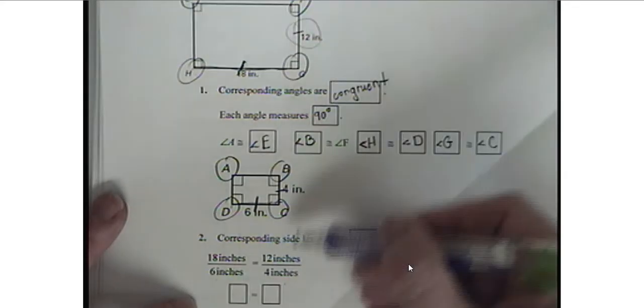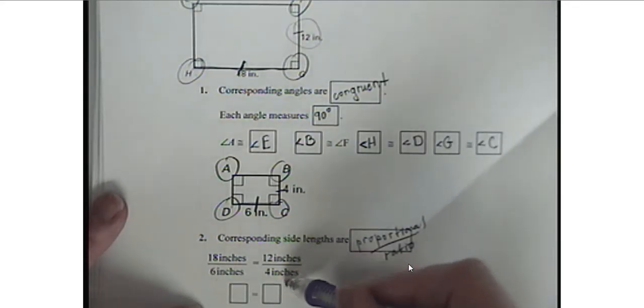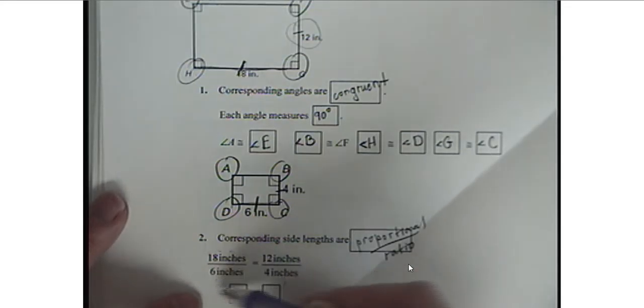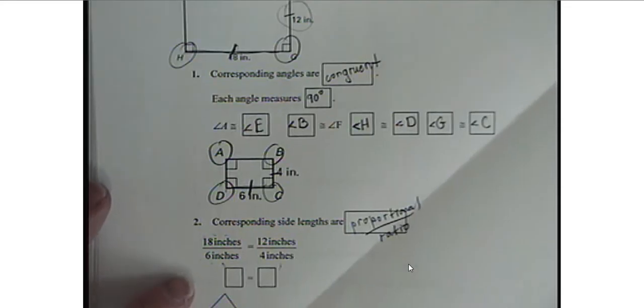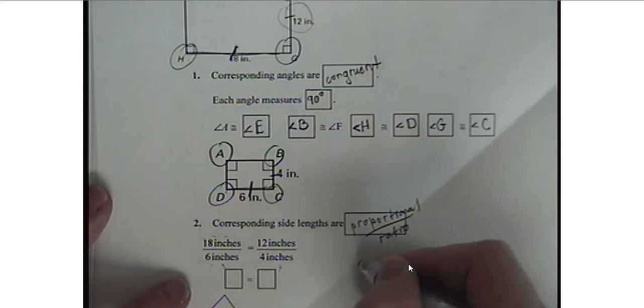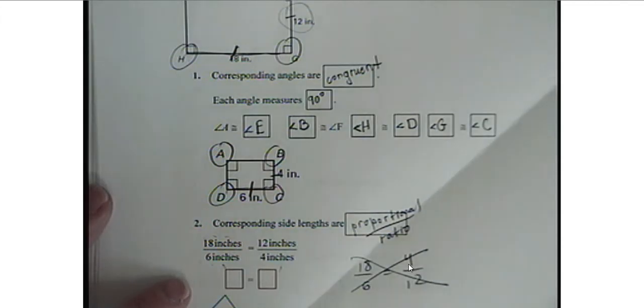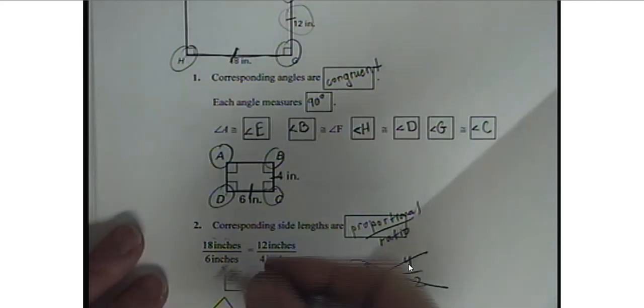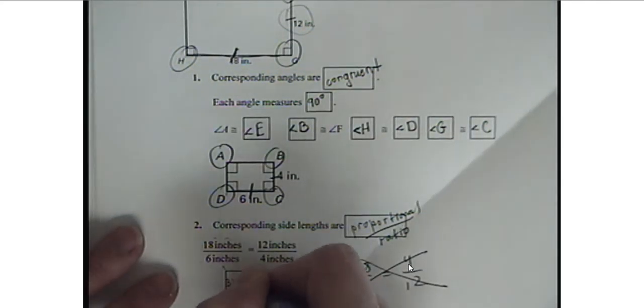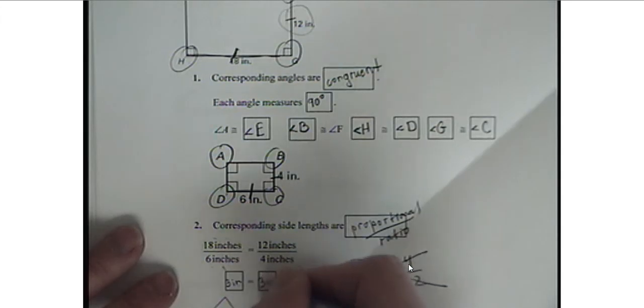And remember, if you start with this number first with the larger, you put the smaller on the bottom. If you have larger on the top as well on the other side, then smaller on the bottom. You can't mix up those. So don't write 18 over 6 equals 4 over 12. This will be wrong. You want to have larger to smaller, larger to smaller, following the same pattern. So 18 over 6 is 3 inches, and 12 over 4 is also 3 inches.